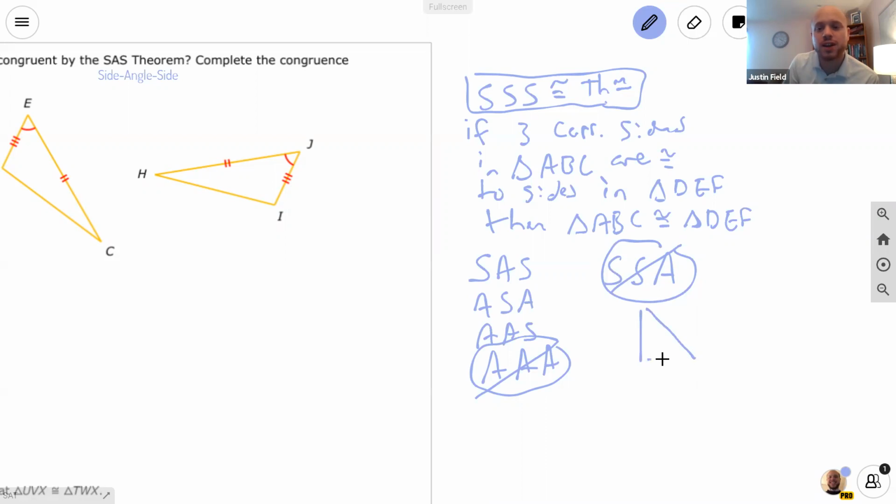In right triangles, there is an angle, side, side that works, but we don't call it angle, side, side. Because it's a right triangle, we can call this the hypotenuse. And if we know one of the legs is congruent, then we know the right triangles are congruent. So that last theorem is called HL, and that stands for hypotenuse leg. All right, so those are the theorems.